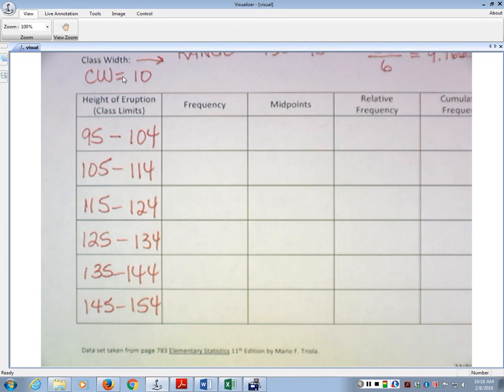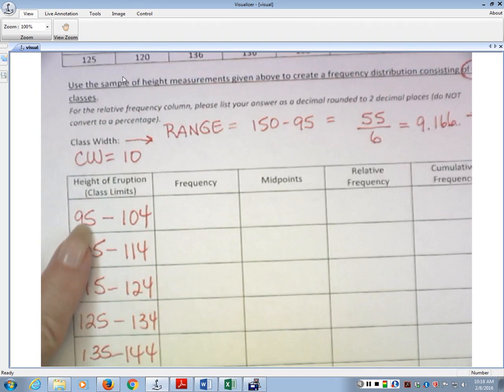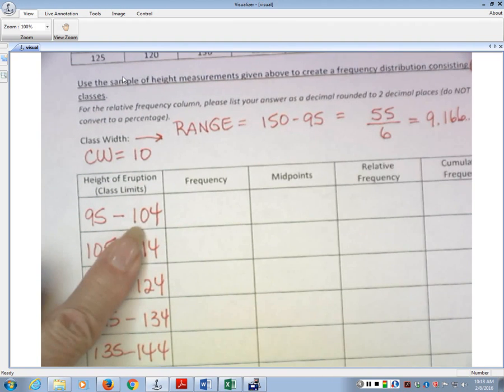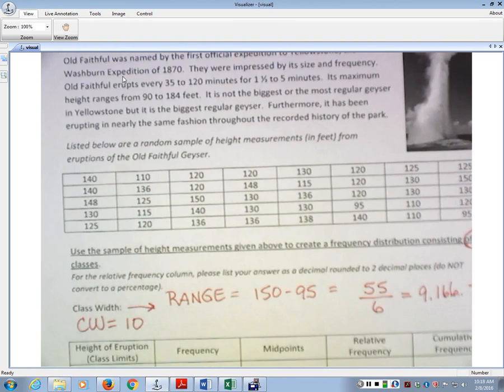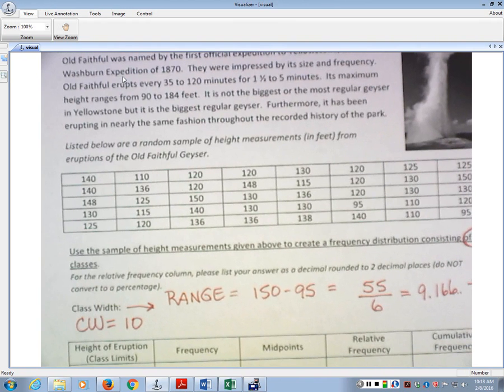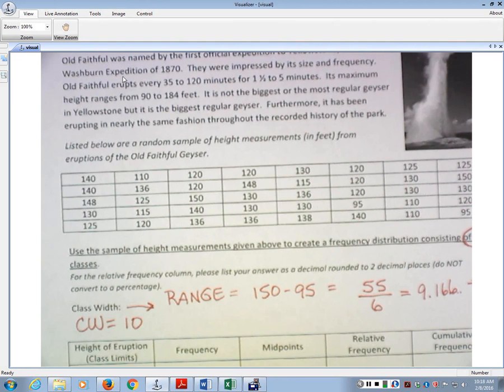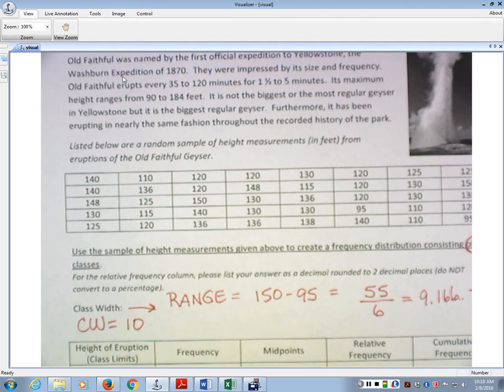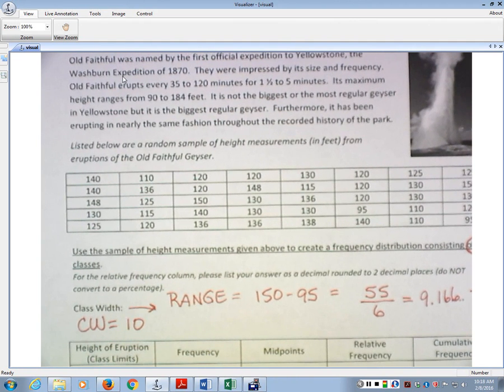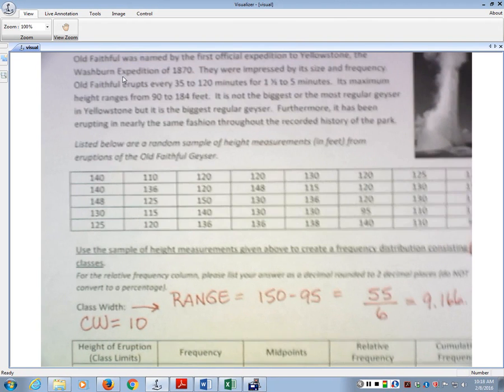And then we just have to go through and determine how many we have in each class. So we're going to have to count all the ones from 95 to 104. You can do this with your calculator more efficiently if you sort it and count that way, or put it in Excel, sort it and count that way. But we'll do it from the raw data because you don't always have a calculator handy. So we'll just work from the raw data.